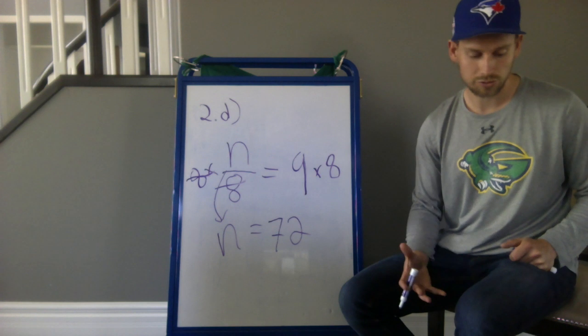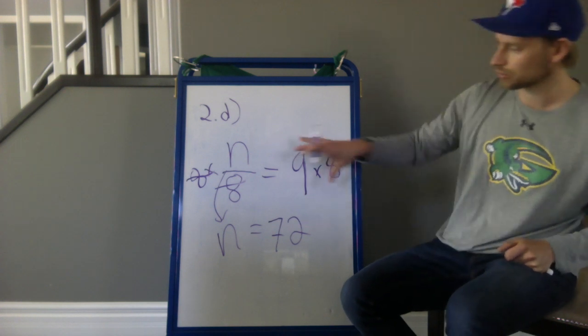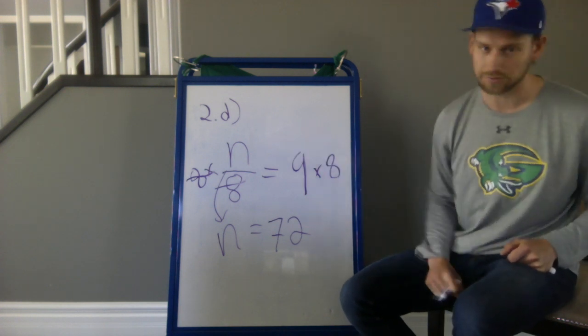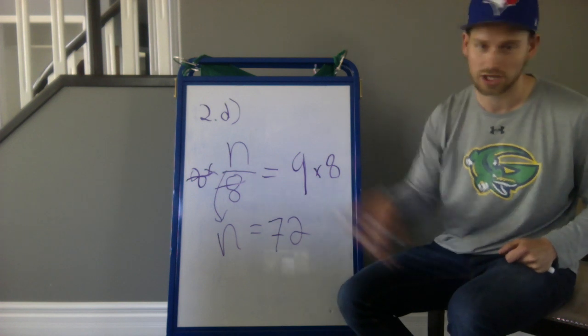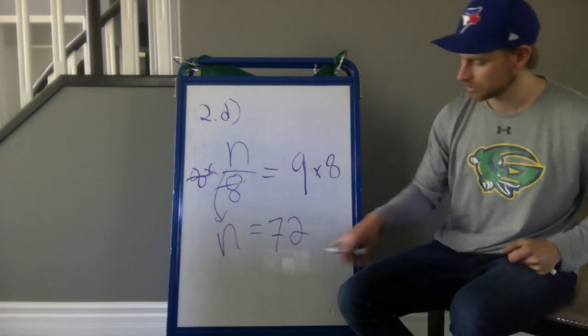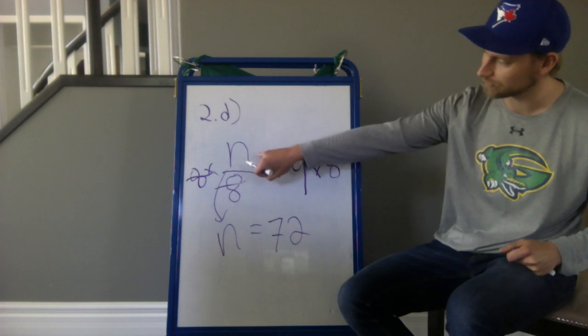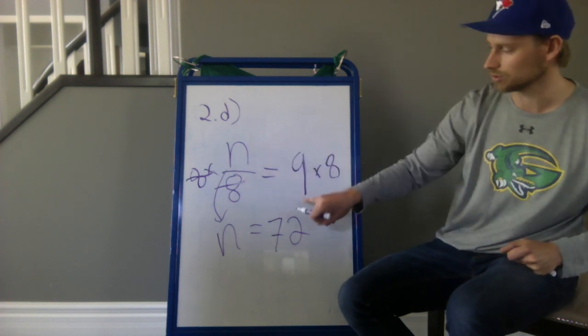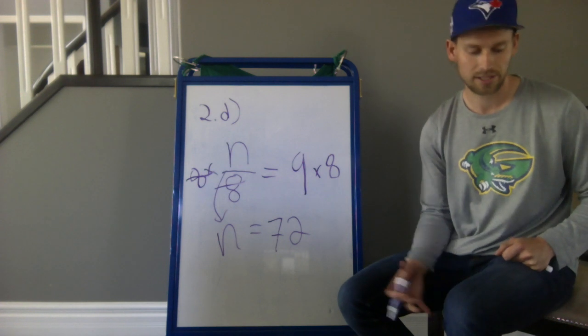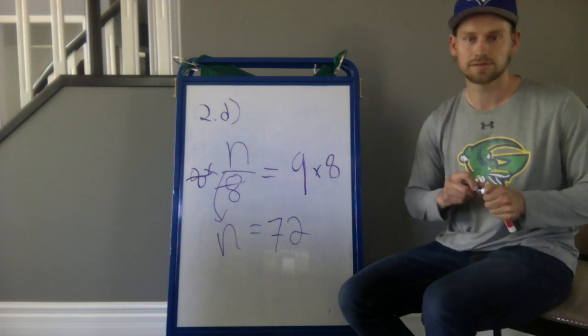So there's those two steps to that question. First, create your equation, then solve the equation. If you wanted to take this 72 and plug it in to check if your work is right, you could. You could go n equals 72, so 72 goes right here. 72 divided by 8, you would get 9. Okay, so there's 2D done for you.